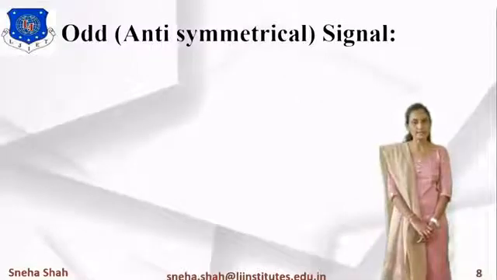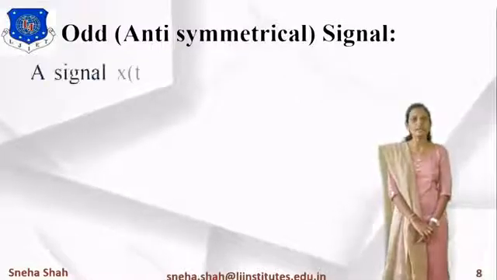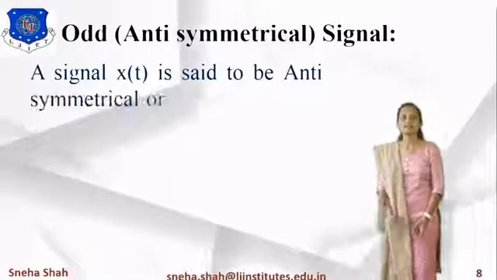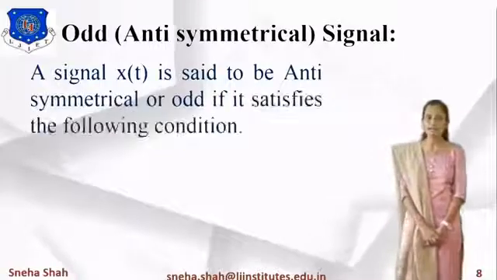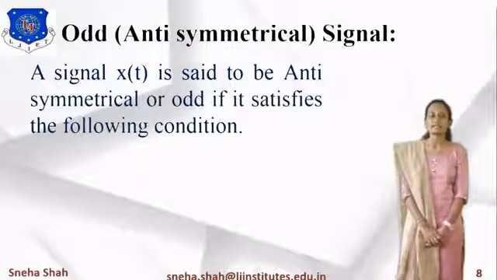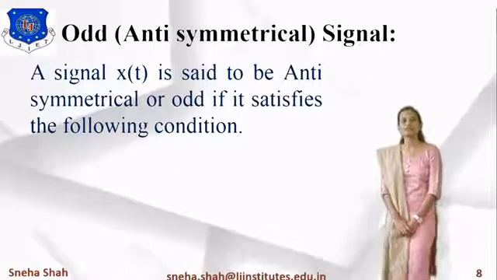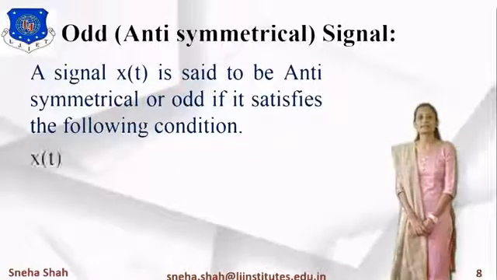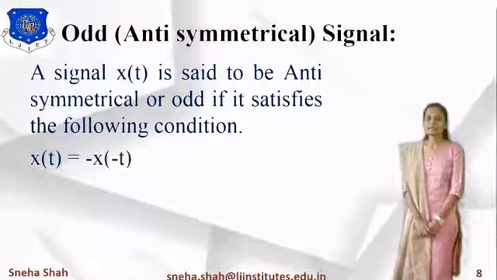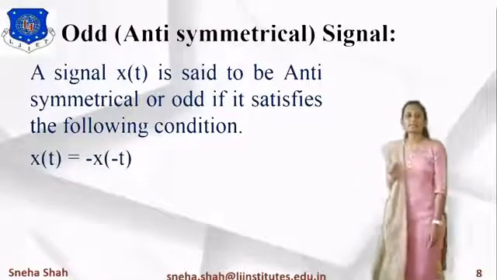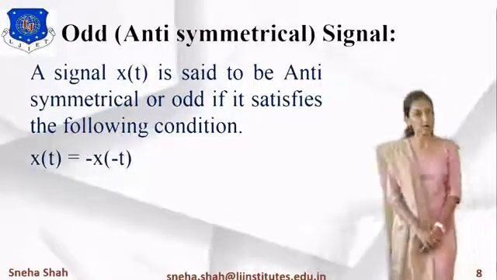Now what is odd signal or anti-symmetrical signal? Odd signal means a signal x of t is said to be odd or anti-symmetrical signal if it satisfies the following condition. Now what is the condition? X of minus t equals minus x of t. If it satisfies this condition, then and only then it will be considered as odd signal.